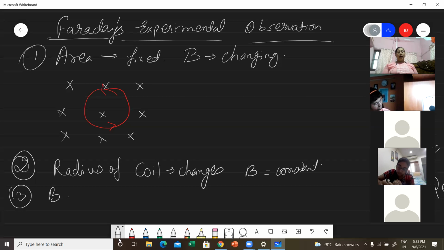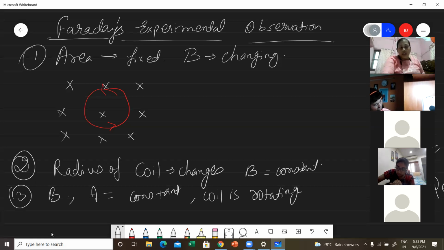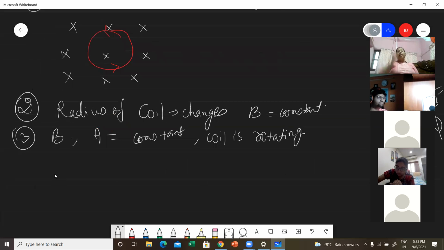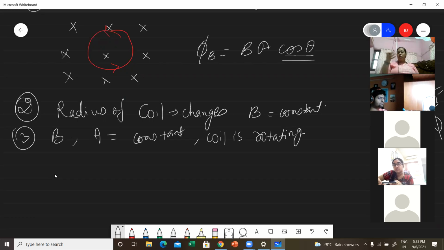Now third. If B and A are both constant and the coil is rotating, then flux equals BA cos theta, so cos theta changes with the position of my coil. Theta is the angle between the magnetic or electric field and the area vector. So A and B are constant, but the coil is rotating.